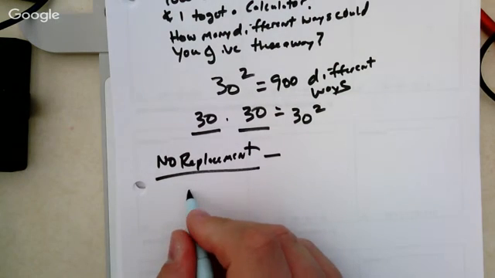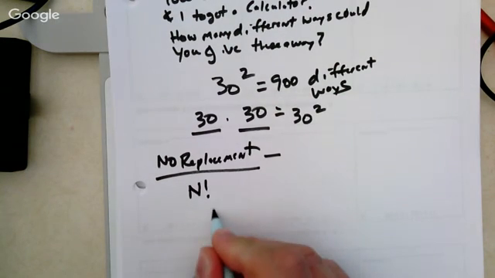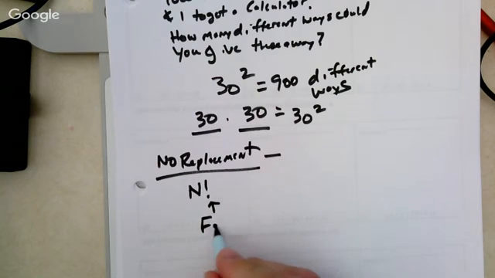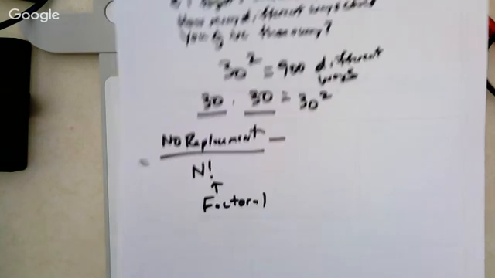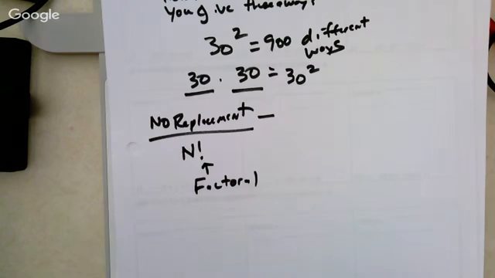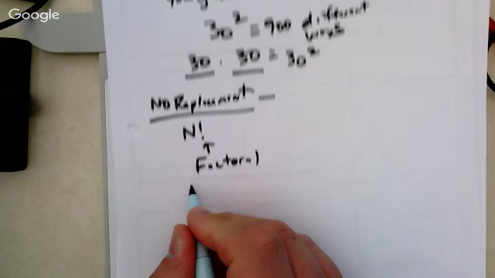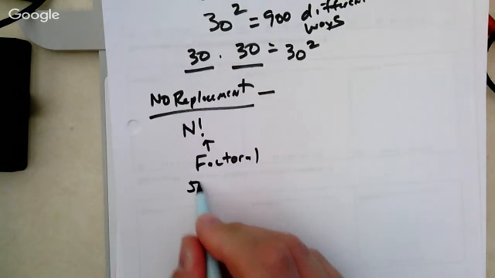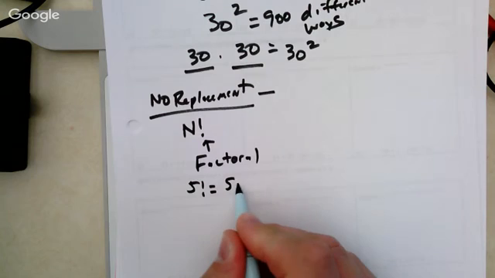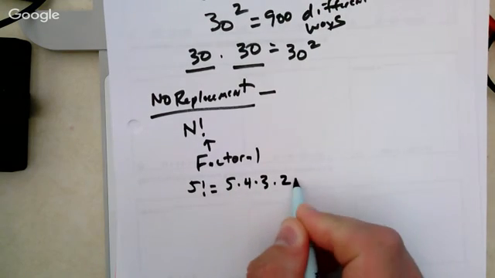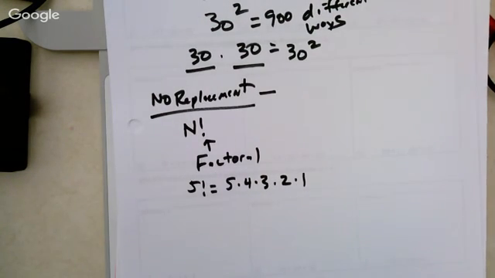With no replacement, we first have to learn a letter, which is this exclamation point. This exclamation point stands for the word factorial. There is a button on your calculator. What does factorial mean? Like 5 factorial means you take 5 times every number less than it till you get to 1 and multiply them together. So 5 factorial is 5 times 4 times 3 times 2 times 1.